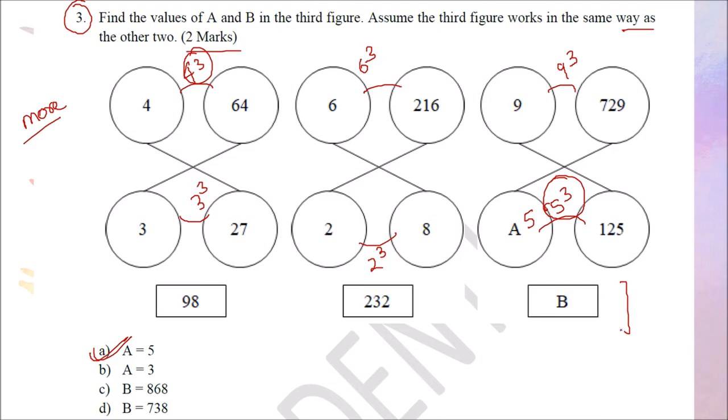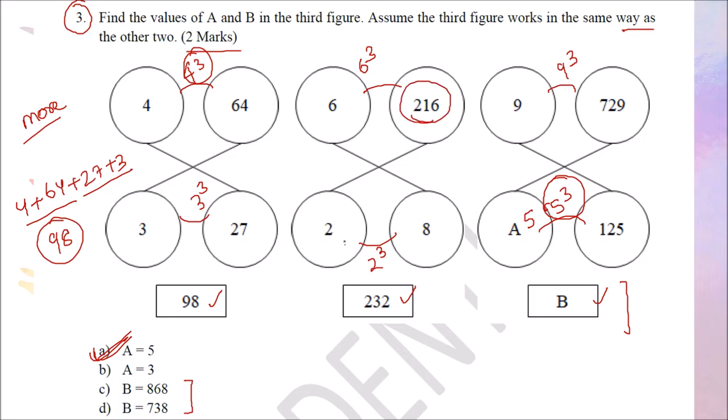Now friends, you also need to find out the value of B. So here you see 97 is there. Here you see 232 is there. So the value of A we have found out, and for A we have got the logic. Now for B we need to calculate the logic here. Getting the value of B is very easy. Add everything: 4 plus 64 plus 27 plus 3. So this is 30, and plus 68 will be nothing but 98. Then again add everything: 216, 8 plus 2 is 10, 10 plus 6 is 16. So it will become 232.